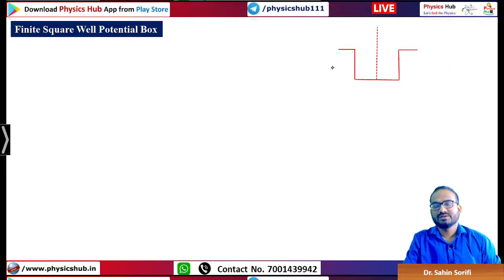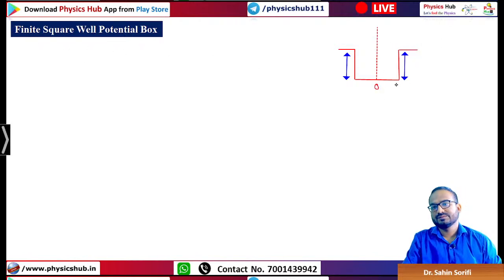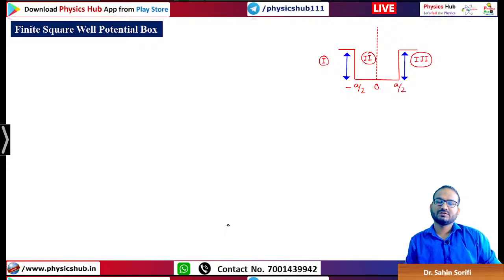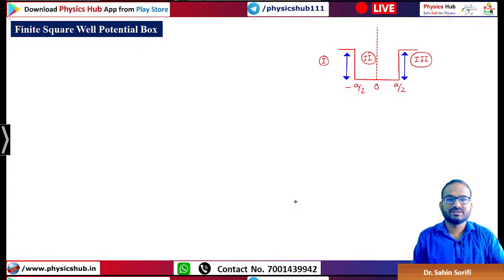Okay. So we can imagine that the height of this potential here is V naught. Now this is 0, this is plus A by 2, this is minus A by 2, so the width is A. Now we are dividing it into 3 regions. One is this region, second one inside this box, third one is this. We have already done similar steps, so I will be jumping some steps while doing this calculation.